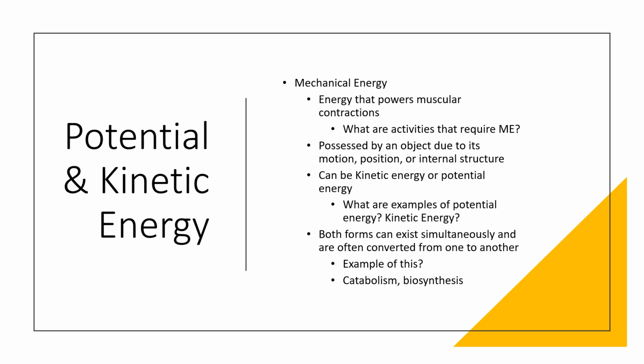Alternatively, we have the reverse process of biosynthesis. So we take the energy in one substance and we transfer it to other substances so that the potential energy increases. And this could be, say, the biosynthesis of glycogen. We're taking that glucose and we're turning it into glycogen to be stored for a later use. So it's becoming a potential energy source.